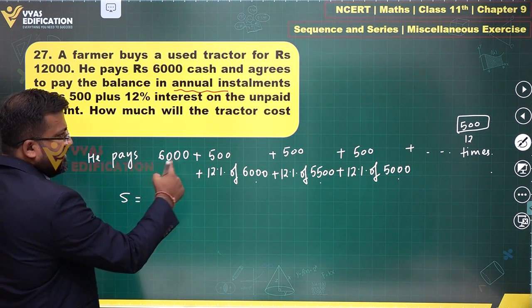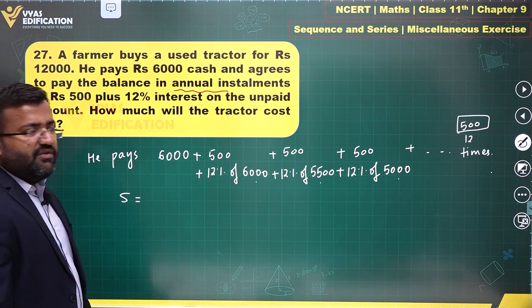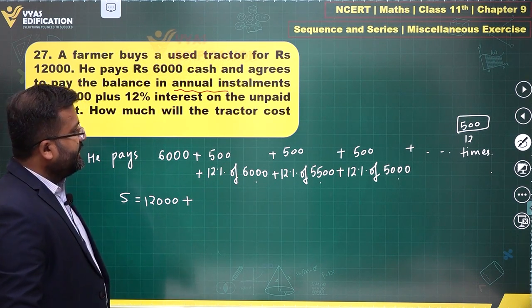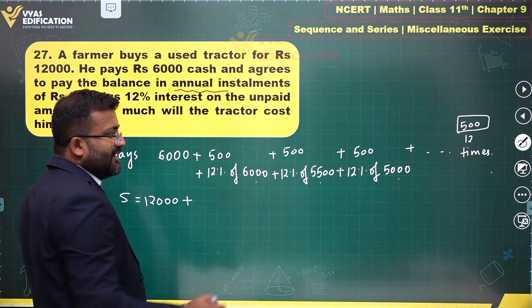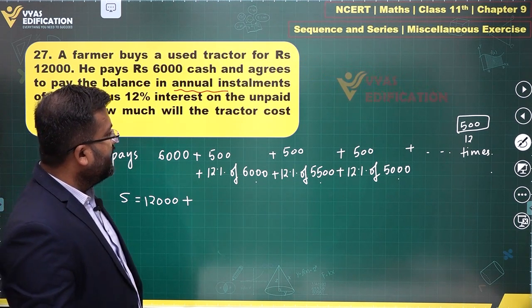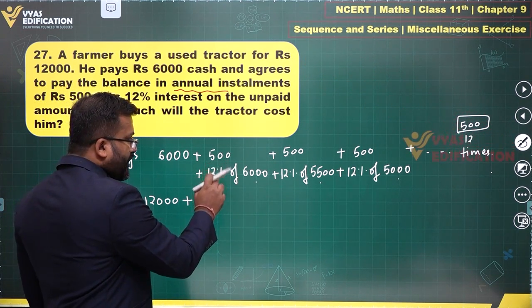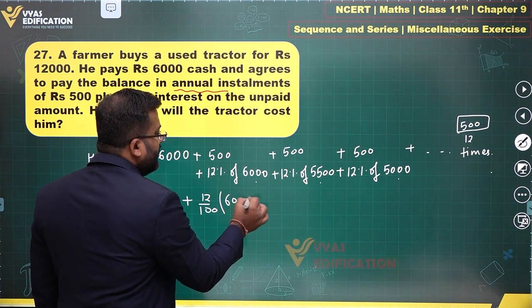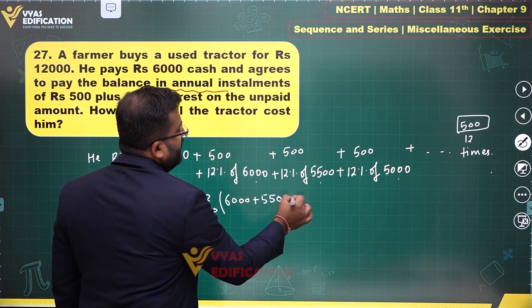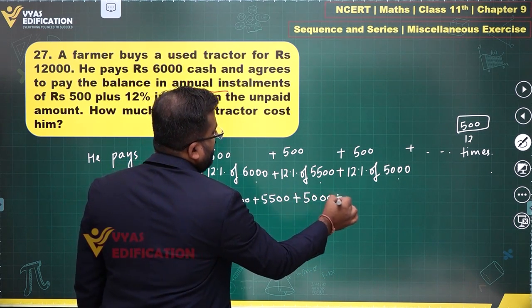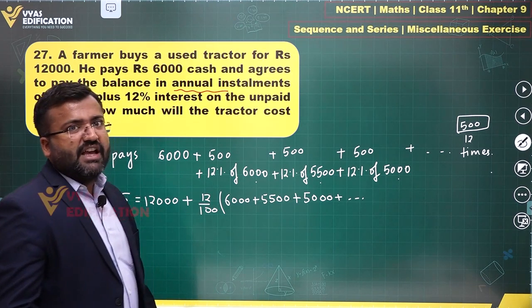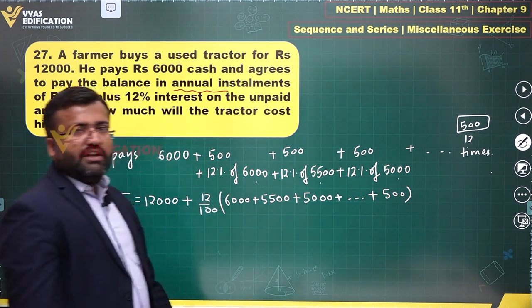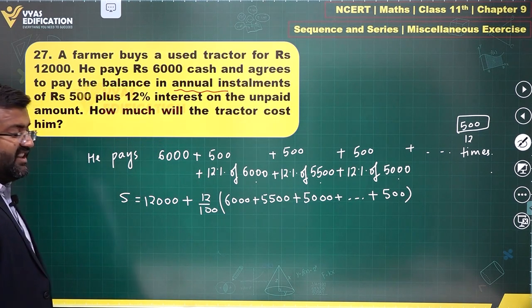S will be equal to 6,000 plus remaining 500 times 12, which is 6,000. That's 12,000 plus some other series. What's that? 12% of 6,000, 12% of 5,500, 12% of 5,000, and so on and so forth. 12% is 12 upon 100. This is 12 terms actually. The last term will be 500, right? This is what we are interested in.